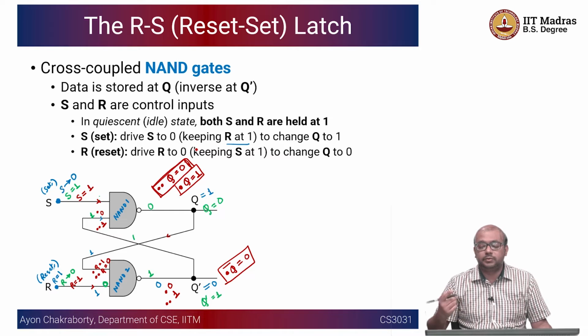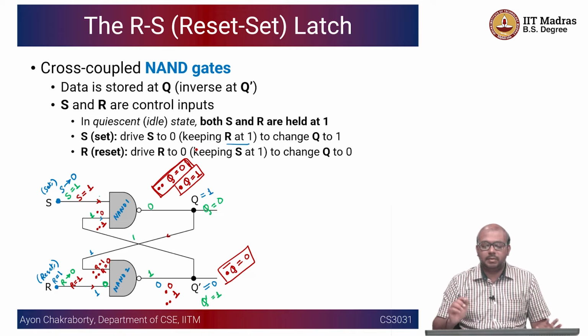If you wish to change the value of Q, if you want to set it to 1, you have to put the set input to 0 and reset to 1. Okay. If you want to do the other way round, if you want to set the value of Q to 0, you have to drive the reset to 0. Okay. So just remember this.